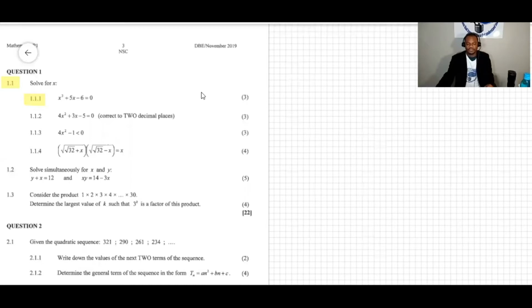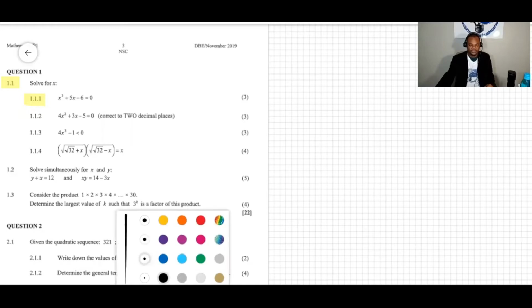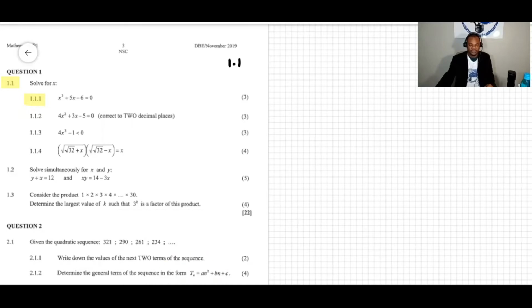Well, we have question 1.1 that says solve for x. And now I'm going to do question 1.1.1. It is given that x squared plus 5x minus 6 is equal to 0. So this is a type of quadratic equation.